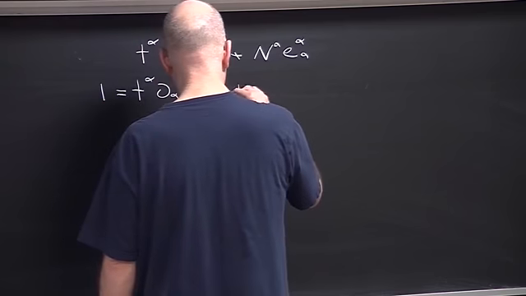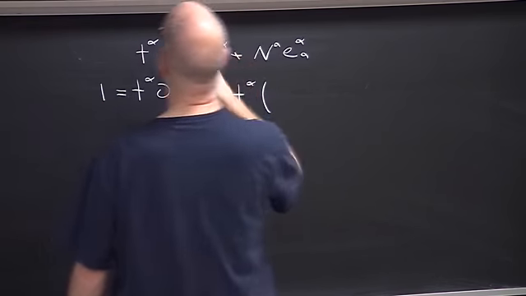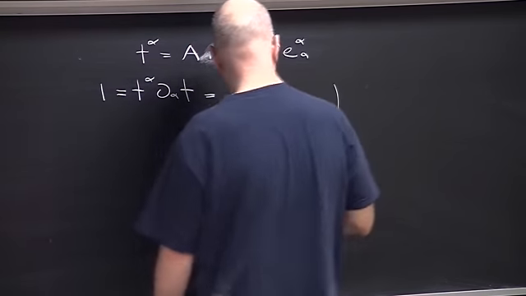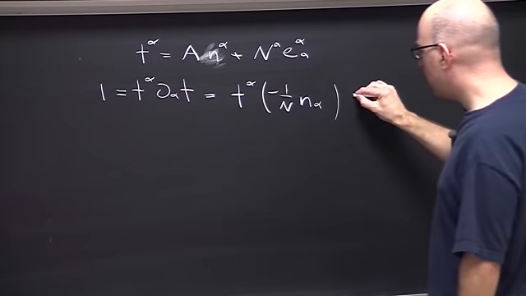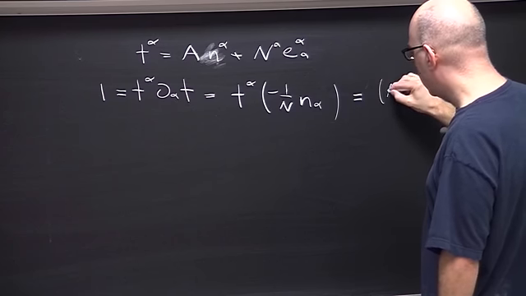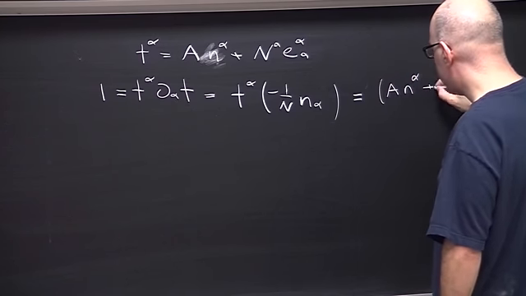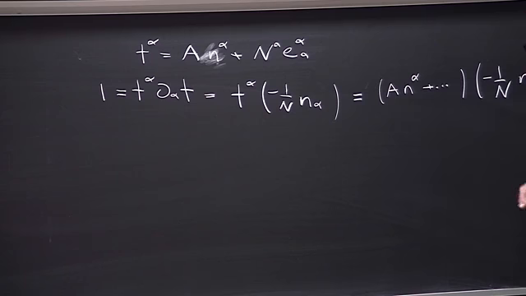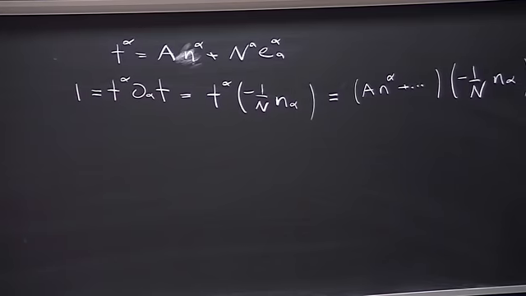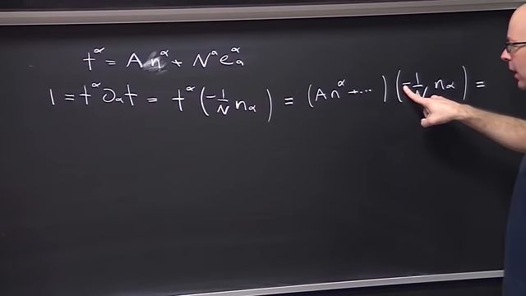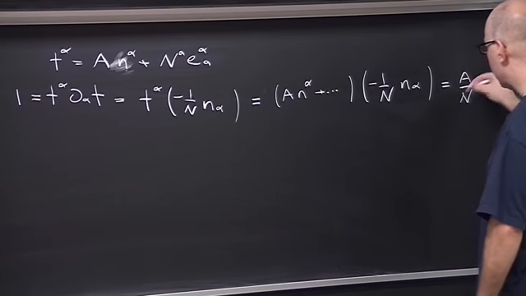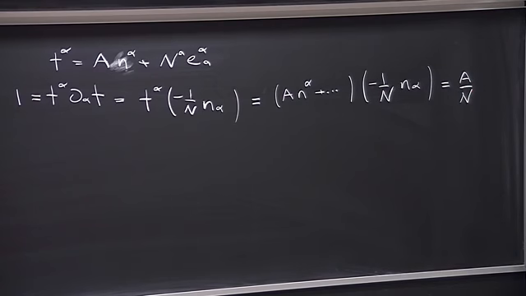Now, doing this means grad T is minus 1 over n times n. And what is T? Well, T is A times n alpha plus the rest of it. And that multiplies minus 1 over n times n alpha. And n times n is minus 1, so I kill this minus 1. That's why I had it in there to begin with. And I get A over n, and that's equal to 1 only if A is equal to n.